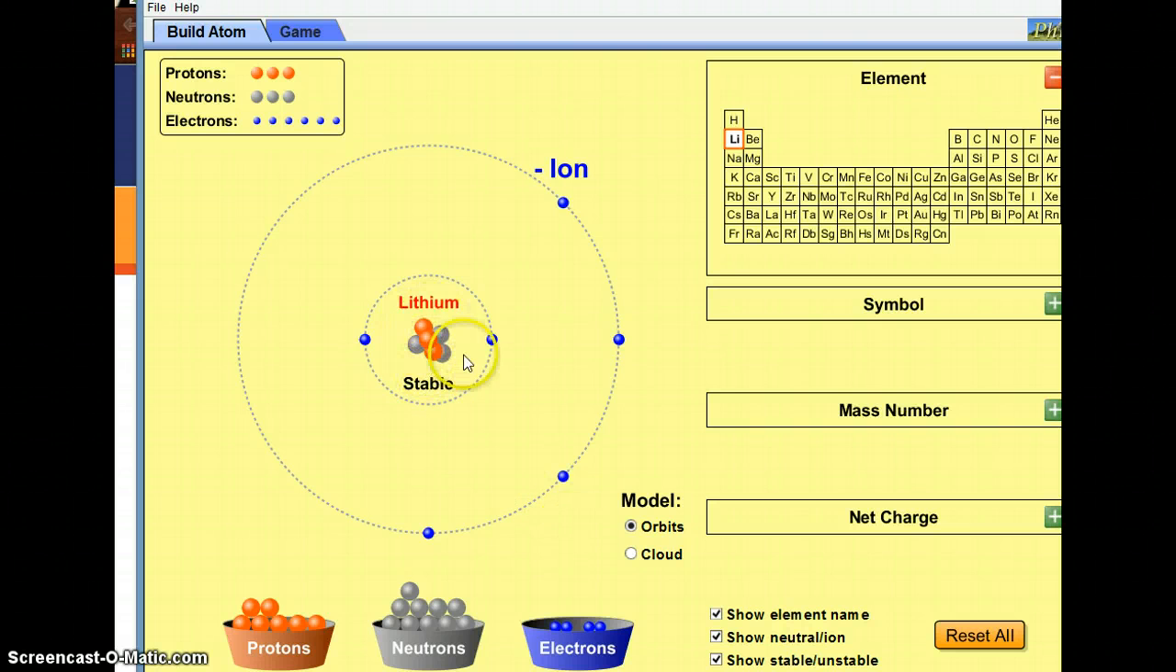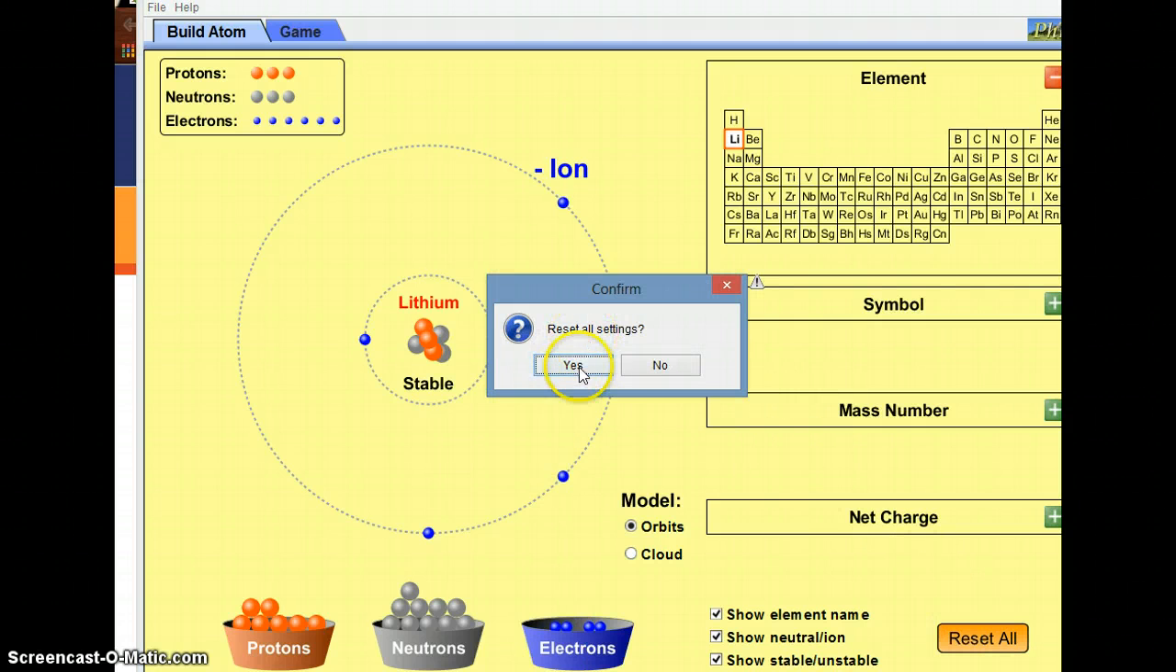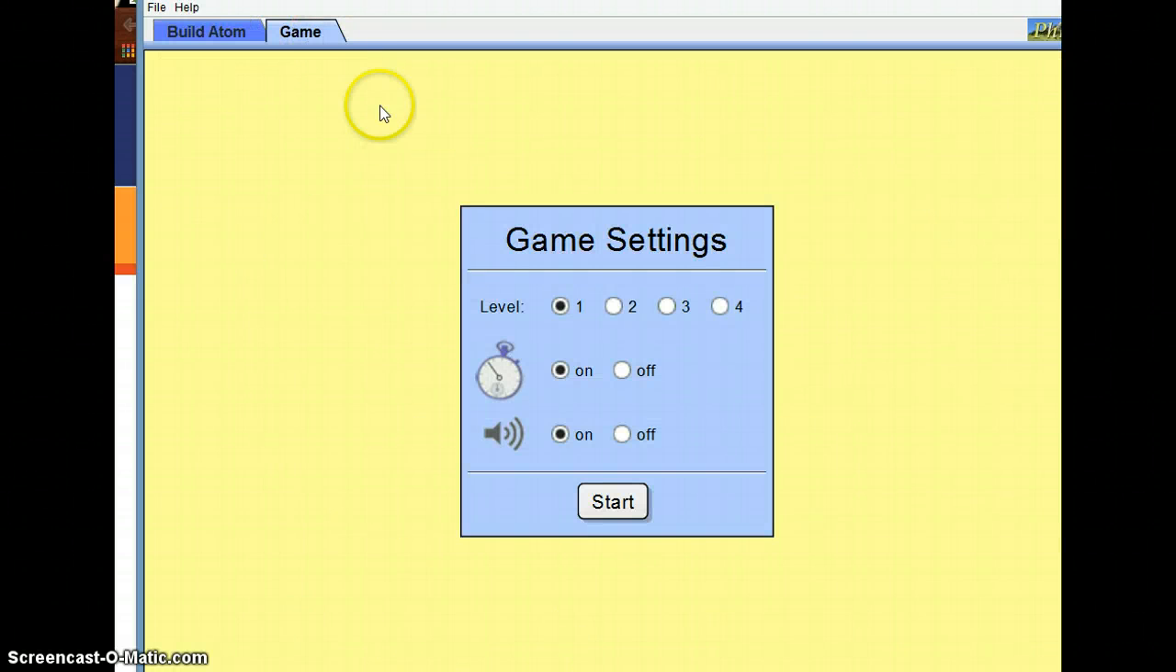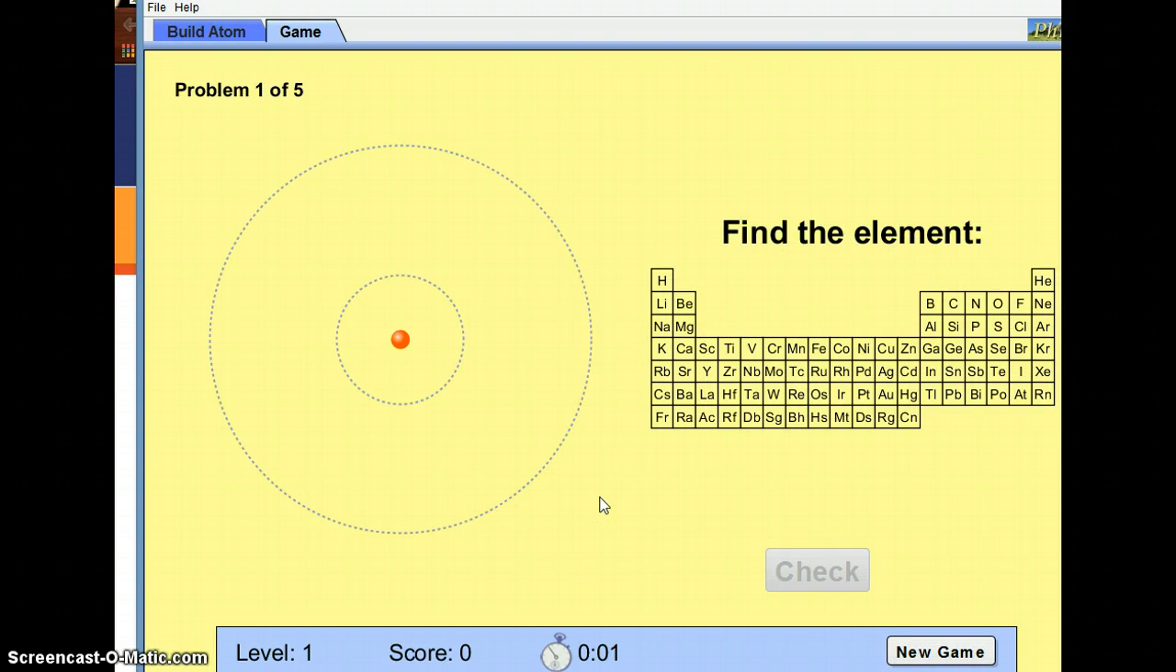This is what I want you to do. Just play around with this for a little while. Once you've gotten the hang of this, I would ask that you reset. It will confirm the reset all settings. So you reset everything. Then go up here to this corner, click on Game. Start on level 1. You can have your headphones plugged in if you'd like to use the sound. Definitely make sure that the timer's on. We're going to start our game.